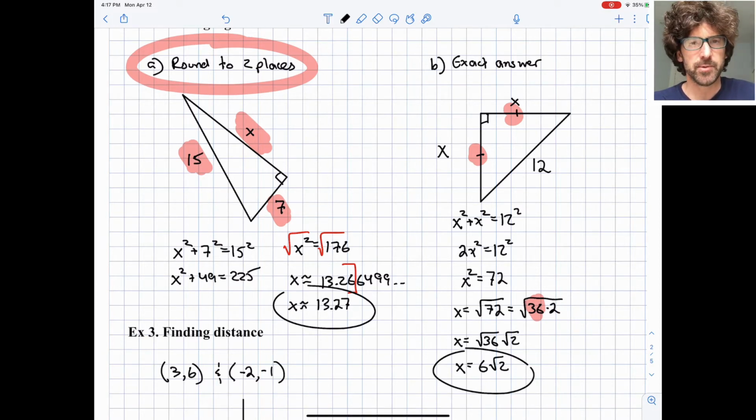We don't want to take the square root of 2 and get a decimal for it. That would lead to some rounding, a decimal approximation. We're looking for an exact answer here. So 6 root 2 would be our answer.